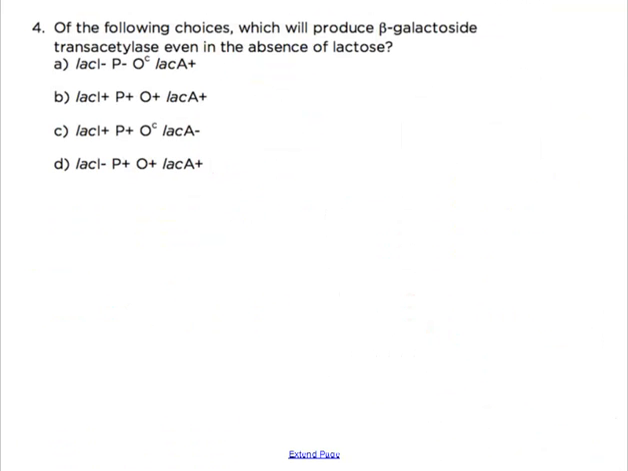Problem 4. Of the following choices, which will produce beta-galactoside transacetylase even in the absence of lactose? So this is a non-wild type phenotype for the lac operon, right? Because a wild type phenotype would be where the LAC-A product, beta-galactoside transacetylase, is only expressed in the presence of lactose. So we're looking for something a little bit different. So let's take it one by one.